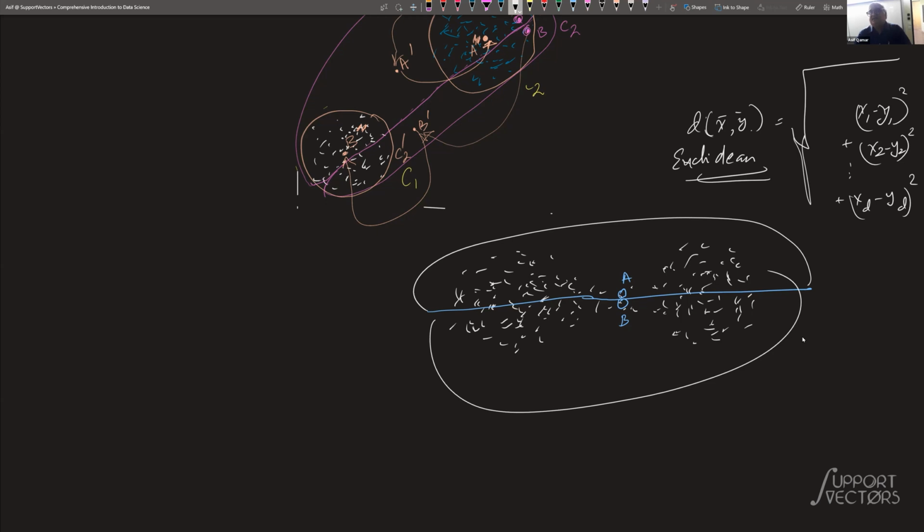And you know that they are bad clusters. Intuitively, you can see they are bad clusters, right? So what do you need? What you need are two things. First, you need a quantification of how to compare one clustering exercise with another clustering exercise.